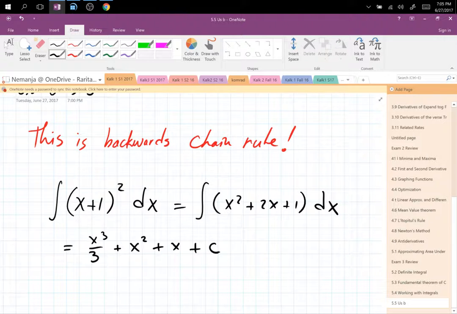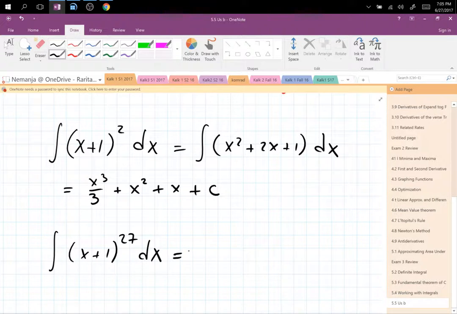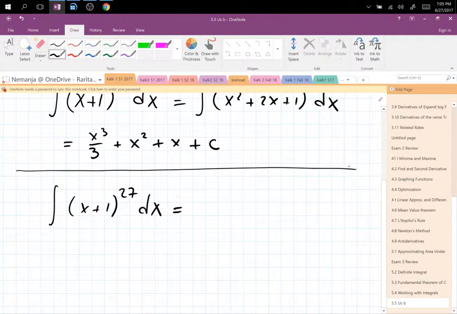So that's that. But what do you do when we say the integral of (x plus 1) raised to the 27th power dx, right? Are you going to FOIL this 27 times to get a polynomial and then work on each one? And the answer is obviously no, right? We're not going to do that. There has to be something cool to solve this. And obviously, since we're dealing with math, we do have cool things to do this.